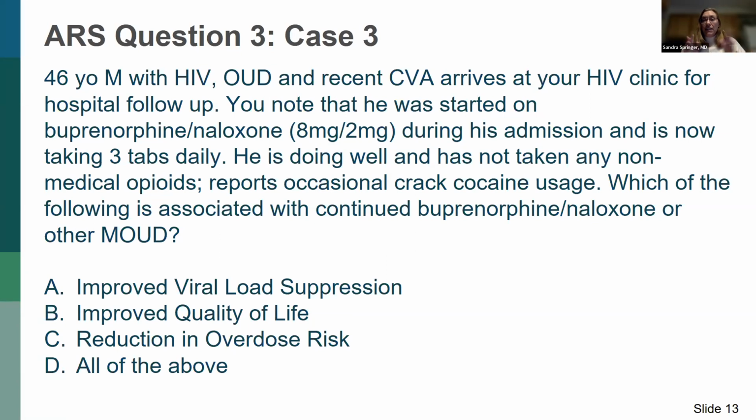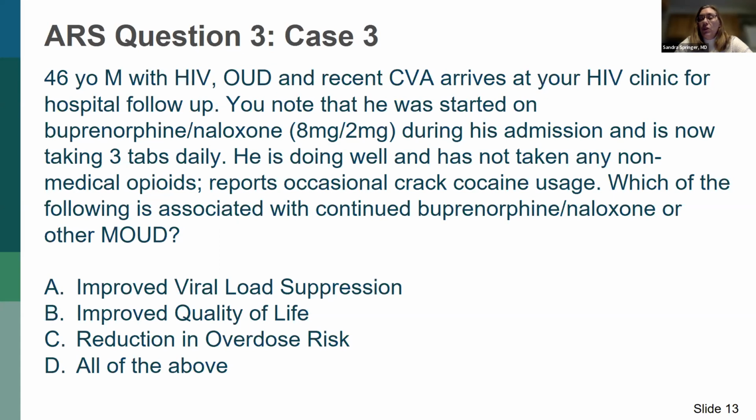You've actually treated his opioid use disorder. He's not craving, which is one goal, and he's not withdrawing anymore. So those are the two goals. And he's not using, but he also does report occasional crack cocaine use. So which of the following choices is associated with continued treatment?